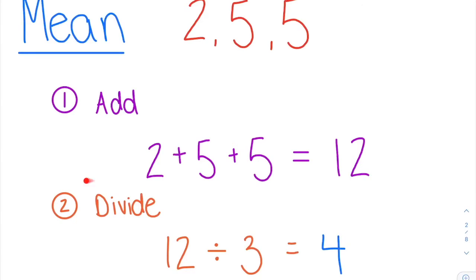Next, we must divide the sum of the number set by how many terms are in the set. In this data set, we have 3 terms, 2, 5, and 5, so 3 terms. Thus, we are going to divide 12 by 3. Our final answer is 4, so the mean of this data set is 4.